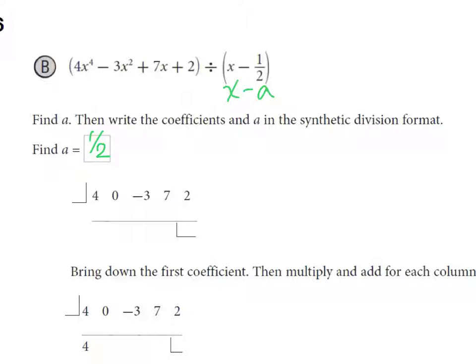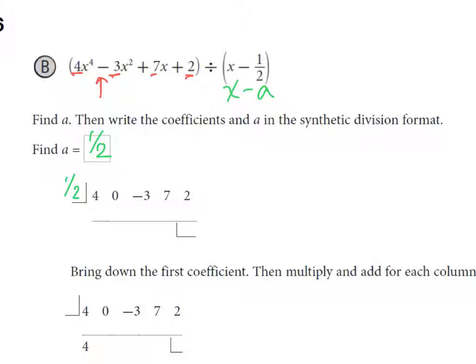Now your book's already done the next part where you bring down the coefficients. So the 4, the 3, the 7, and the 2. Something you've got to notice, we are missing a term right here. We're missing x to the third power. So just like in long division, when you bring down those coefficients, 4, we have to bring down a 0 for x to the third. Then -3, 7, and 2. And of course the a goes here in the front in that box. So I'll put that 1/2.